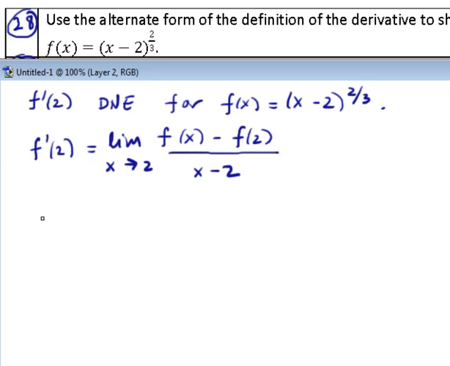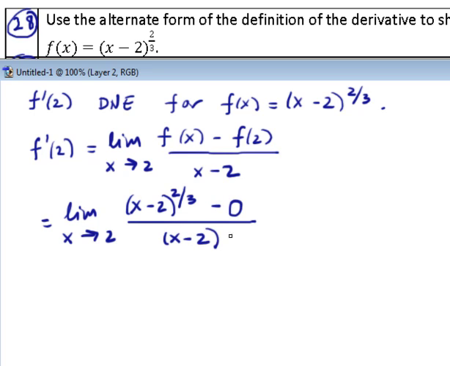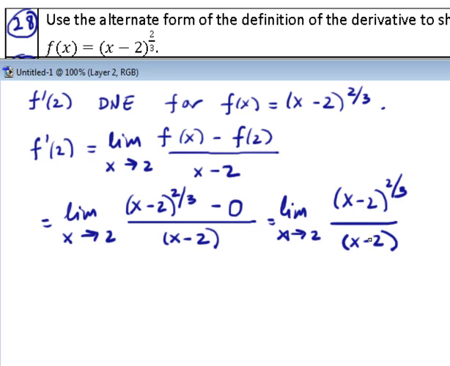All right, substituting in what we have, limit x goes to 2. We'll substitute in for f of x, (x minus 2) to the 2/3. f of 2 is 0. So that's the limit as x goes to 2 of (x minus 2) to the 2/3 over x minus 2. Again, a 0 over 0 limit, but we can simplify this by subtracting exponents. This is (x minus 2) to the 2/3 over (x minus 2) to the 1. 2/3 minus 1 is minus 1/3. So this is the limit as x goes to 2 of 1 over (x minus 2) to the 1/3.